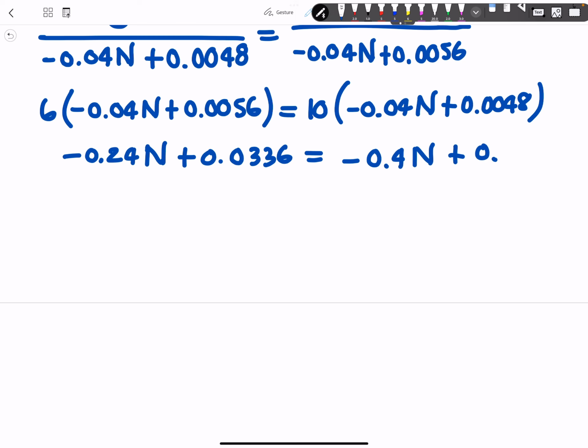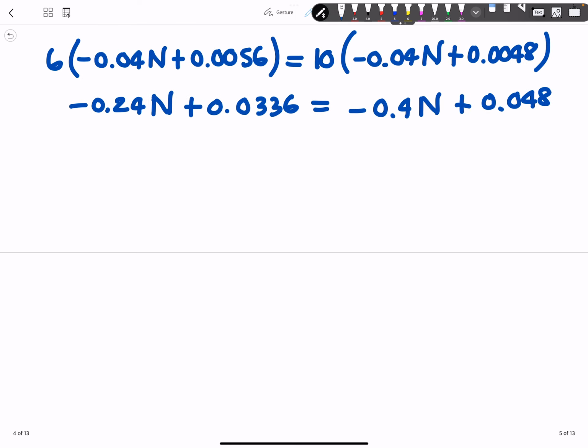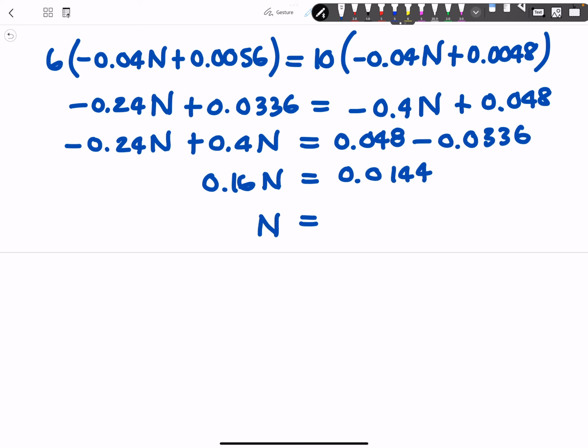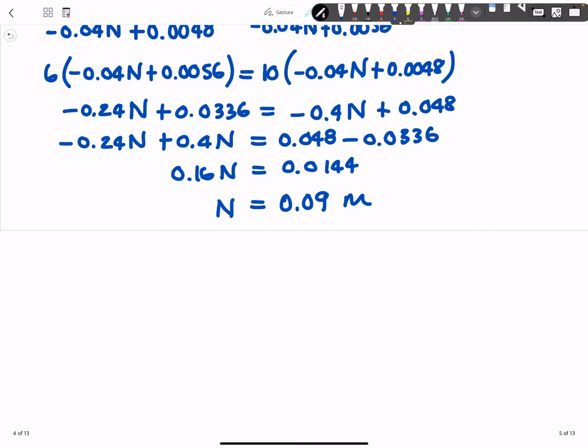All right. Cross multiplication is going to give 6 times negative 0.04n plus 0.0056 is equal to 10 times negative 0.04n plus 0.0048. I'm going to go ahead and distribute. When I distribute, I get negative 0.24n plus 0.0336 equal to negative 0.4n plus 0.048. I'm going to rearrange the equation to get all of my n's on one side.